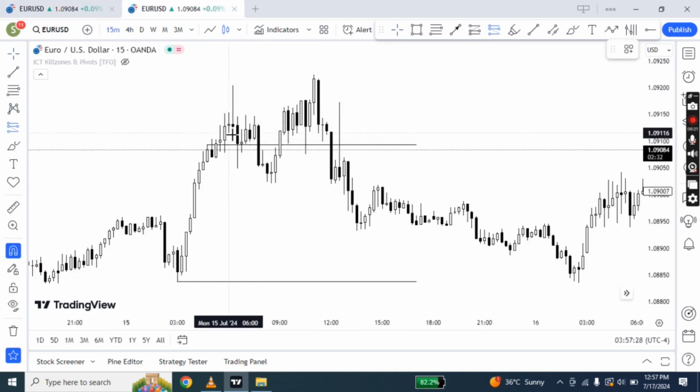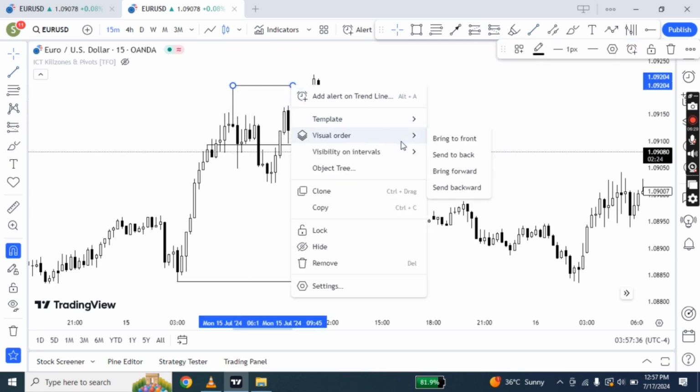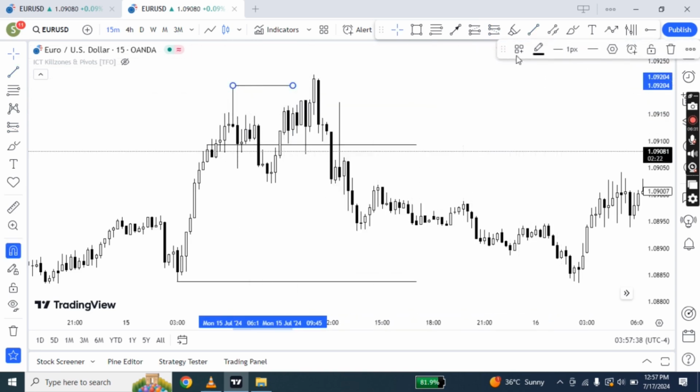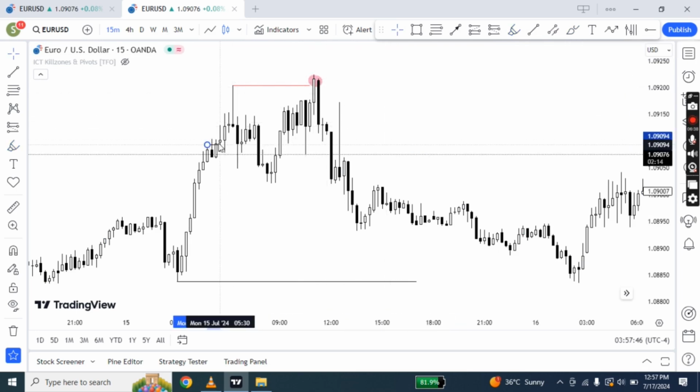Here on the 15-minute, you can see that it was purged right here, and then we had this CSD aka which formed this model 1 entry, and then price eventually took out the stop loss and this trade lost. But as I said before, the framework is still in place, and you could still look for a new trade and exploit the narrative that we had built on the higher time frame.